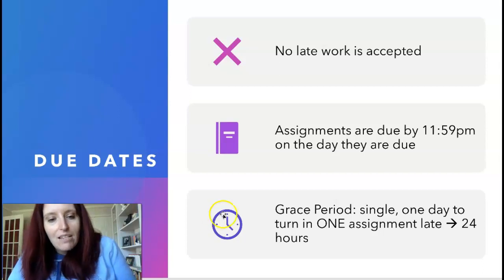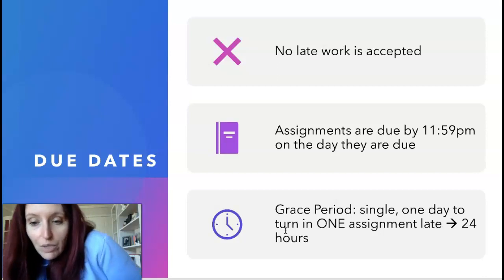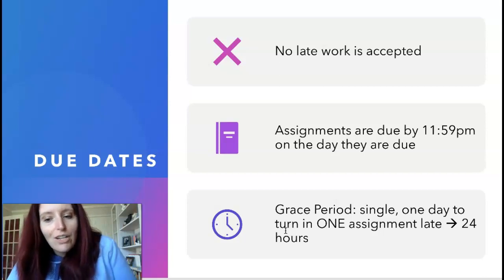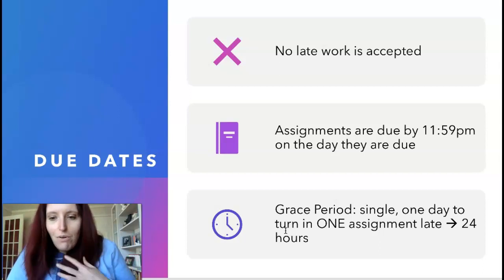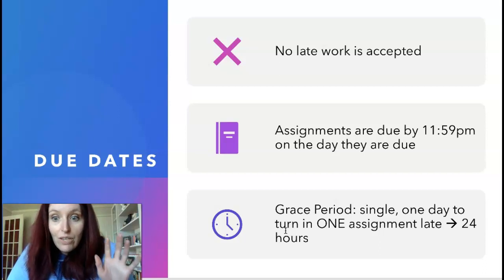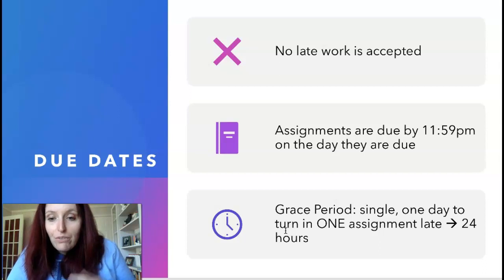So everybody has a single 1 day grace period in which you are allowed to turn in one assignment 24 hours late. No, I won't ask. You don't have to tell. Just let me know that you are using the grace period for the assignment that you miss or that you need some extra time on.